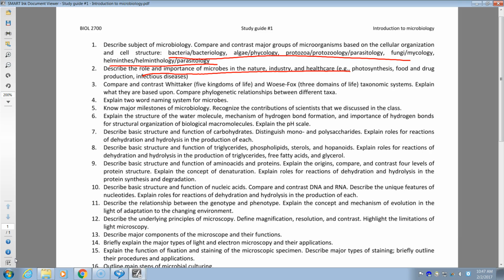Importance in nature, obviously it's everywhere. We talk about decomposition. We talk about, I don't know, microbial sources of food for plankton in the ocean and stuff like that. In industry, we talked about fermentation, okay, food production, drug production. Healthcare, understand the idea of infectious disease.